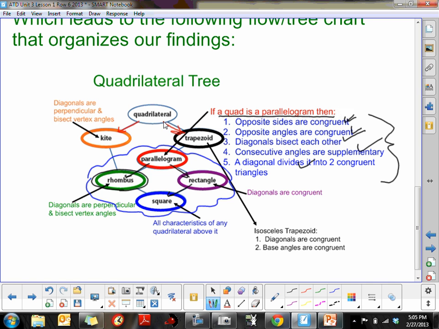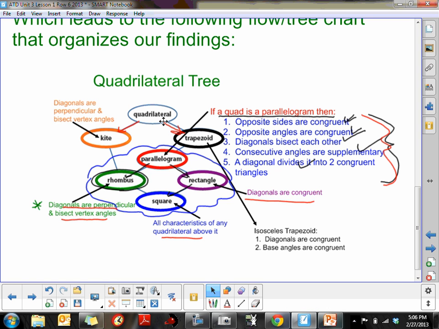The stuff that I put off to the side here is the extra stuff. Not only do you have everything that a parallelogram has, but you also have some unique characteristics only to a rhombus. And that's what these are. That says the diagonals are perpendicular, and they will also bisect the vertex angles. So a square, since it's at the bottom of this tree, has every single characteristic of a quadrilateral above it. So what we know about a square is it has these 5 characteristics. We also know that its diagonals are congruent. We also know that its diagonals are perpendicular, and they bisect the vertex angles.